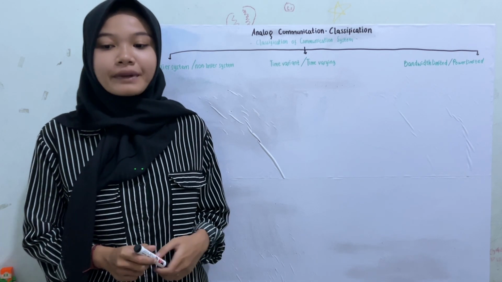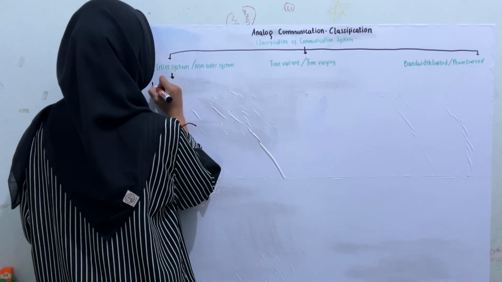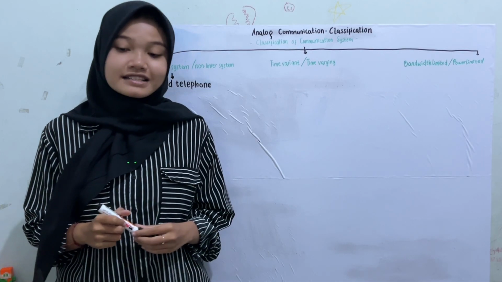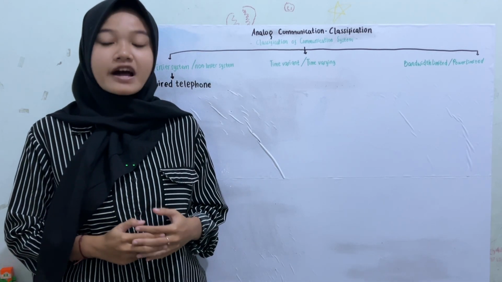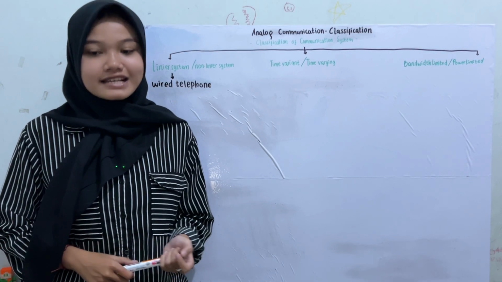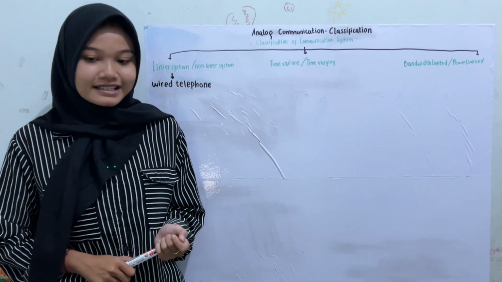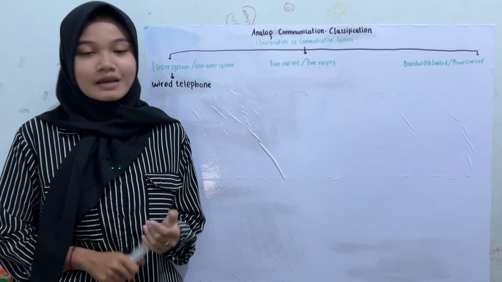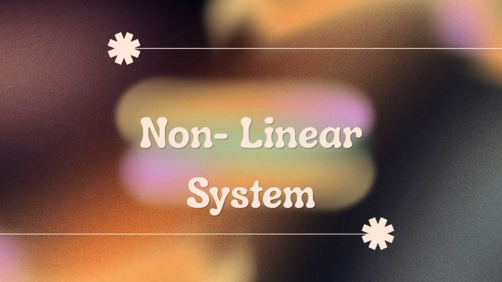A common example of a linear system is a wired telephone. Because the signal travels through a stable cable, the channel introduces very little distortion. As a result, the transmitted signal remains almost identical to the original signal. This makes wire communication one of the simplest examples of a linear communication system.